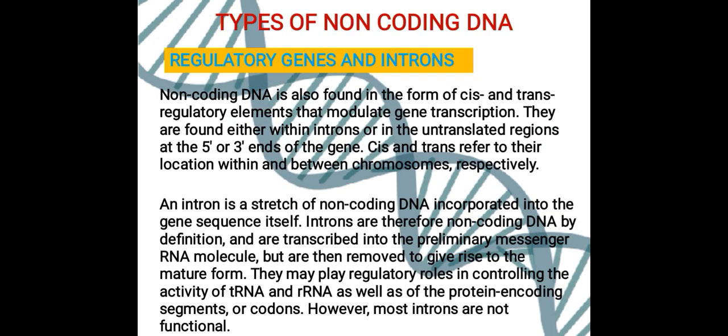Types of non-coding DNA: regulatory genes and introns. Non-coding DNA is also found in the form of cis and trans regulatory elements that modulate gene transcription. They are found either within introns or in untranslated regions at the 5' or 3' ends of the gene. Cis and trans refer to their location within and between chromosomes respectively.